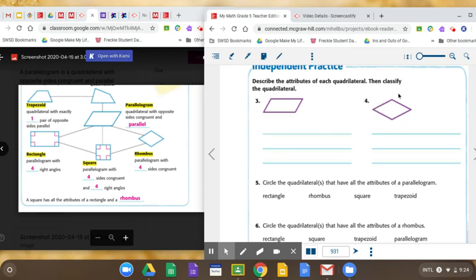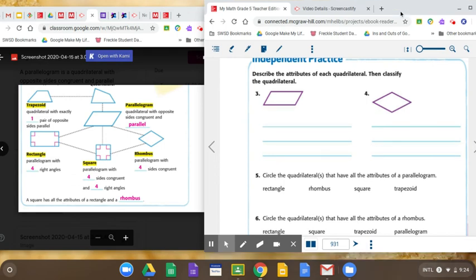So for this one here, we would look again. So we have two pairs of parallel sides, or opposite sides are parallel. Opposite sides are congruent, so it does go with the parallelogram, but we want to go a little deeper and see if we can find something more specific. And actually, down here with the rhombus, all sides are congruent. All sides are the same length, so it would actually be classified as a rhombus.